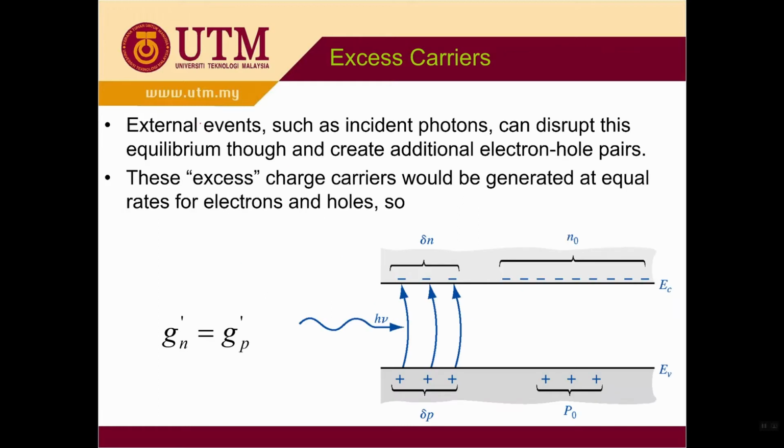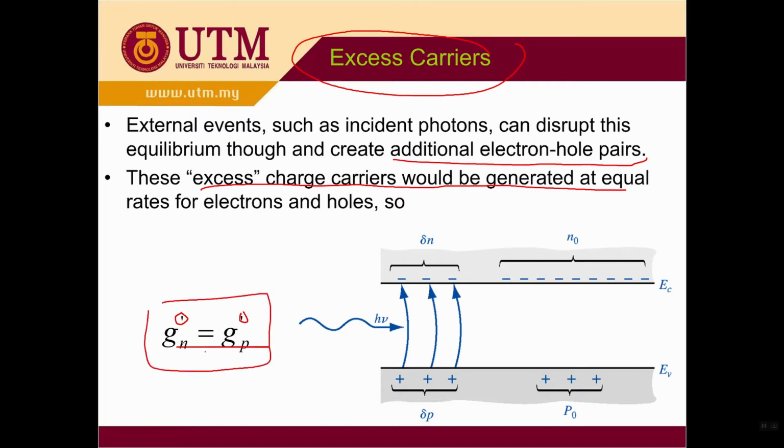Next, when external forces are applied to a semiconductor which is in equilibrium, disruption can happen, and this will cause additional electron and hole pairs. These additional electron and hole pairs are called excess carriers. Excess carriers are generated at an equal rate for electrons and holes. We call them Gn prime and Gp prime. This is the one that we have covered in chapter 4.